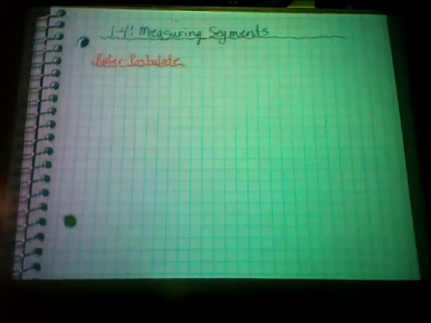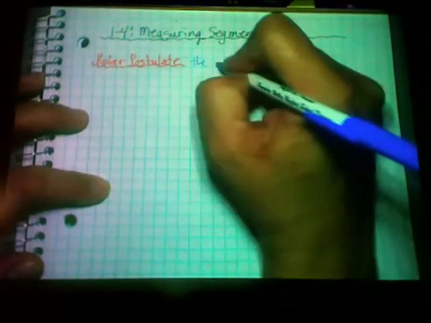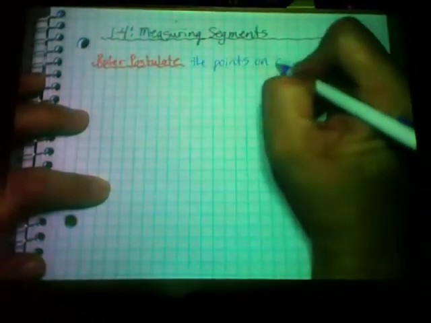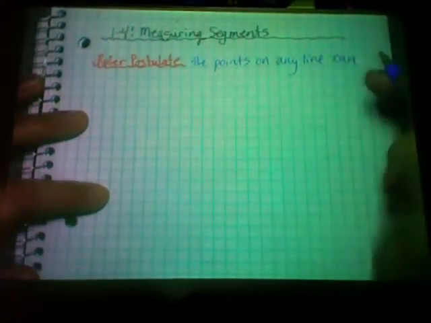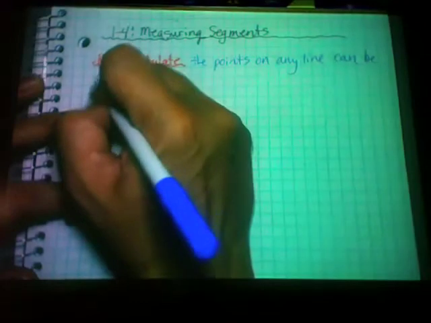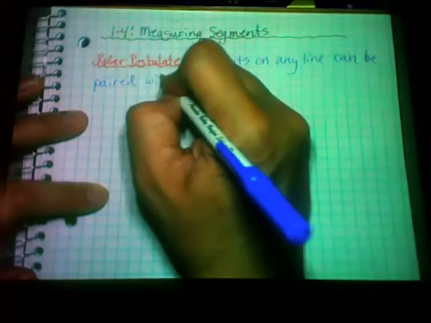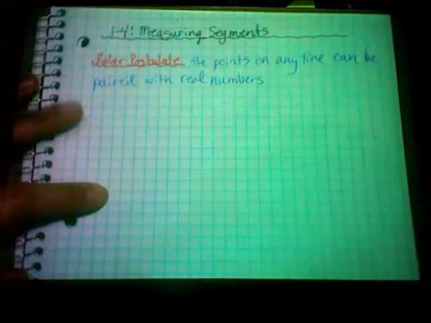All right, so here's what the Ruler Postulate says. You're going to write down all these words, and we're going to have a picture. So the words are going to be gobbledygook to you until I explain them to you. So don't panic about the words until I explain. So the Ruler Postulate says the points, on any line can be paired with real numbers. Real numbers are any number you could possibly think of.